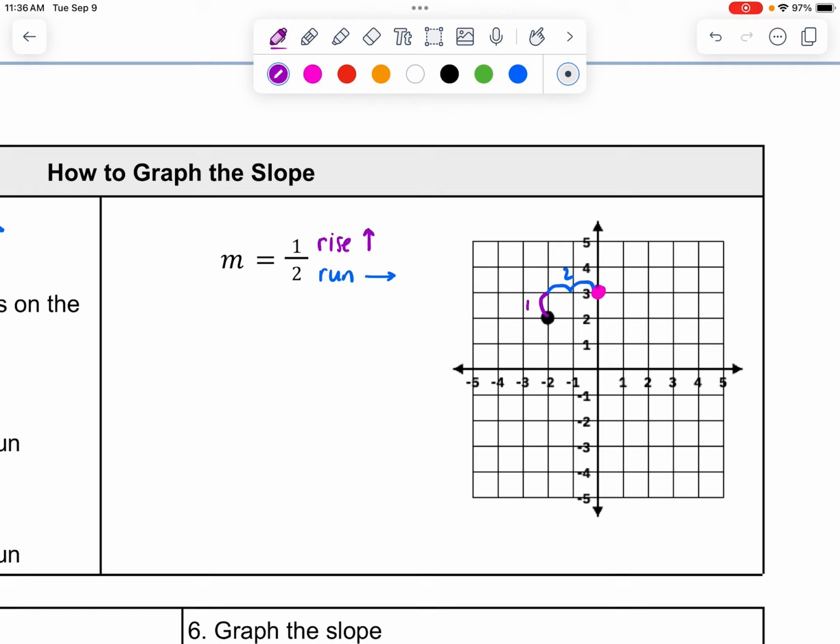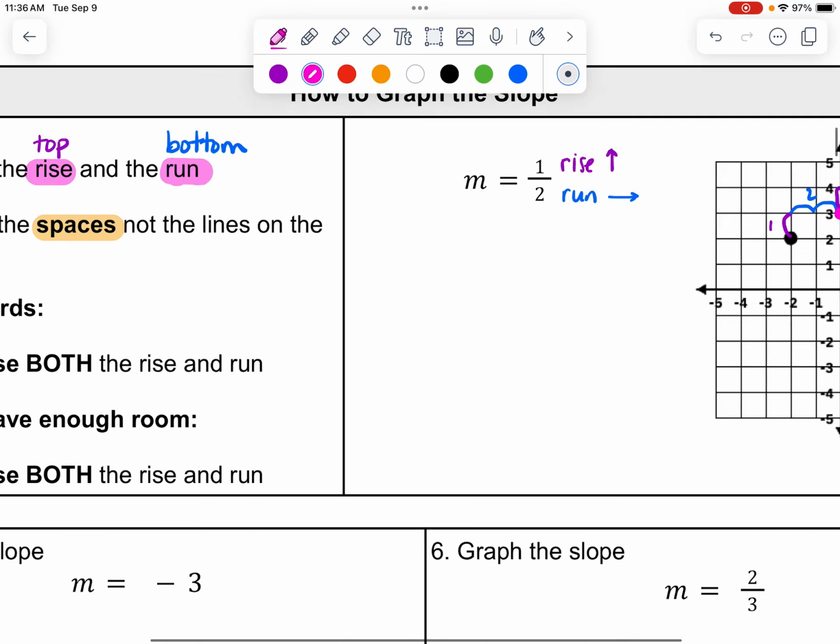Then I'm just going to repeat this process. Up 1, right 2, and put a point there. Then I'm going to repeat it again. Up 1, right 2, and I'm going to put a point there. You'll notice all of my points are in a perfectly straight line, which is what they should be. We're drawing lines.